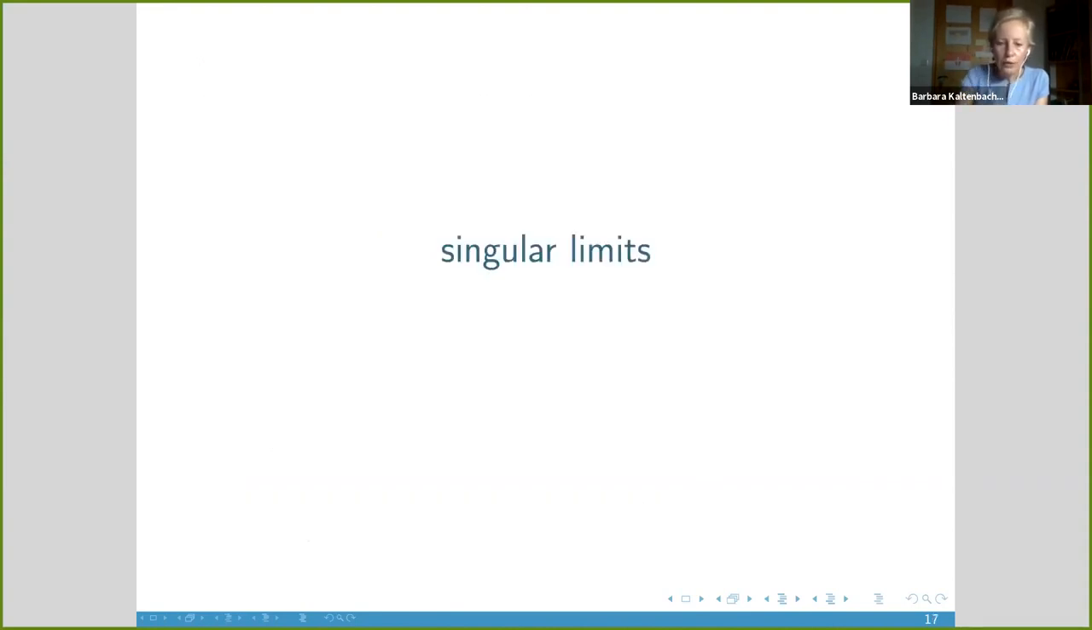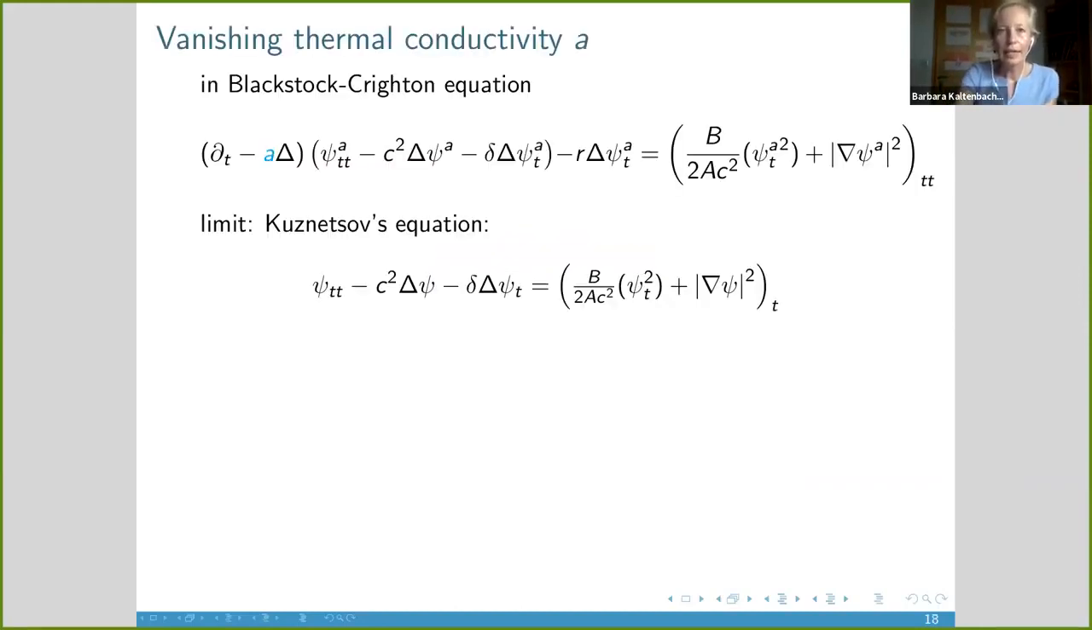Now let me move on to the singular limits. So taking some of these parameters that you have seen in the equations to 0 or to something else. And let me start with the Blackstock-Crichton equation. You have seen that at least formally it's related to Kuznetsov's equation. So in the limit, or just formally setting a to 0 here and taking a time integral, so removing one of these time derivatives, one ends up with Kuznetsov's equation. Let me point out that when sending a to 0, also this r here goes away.